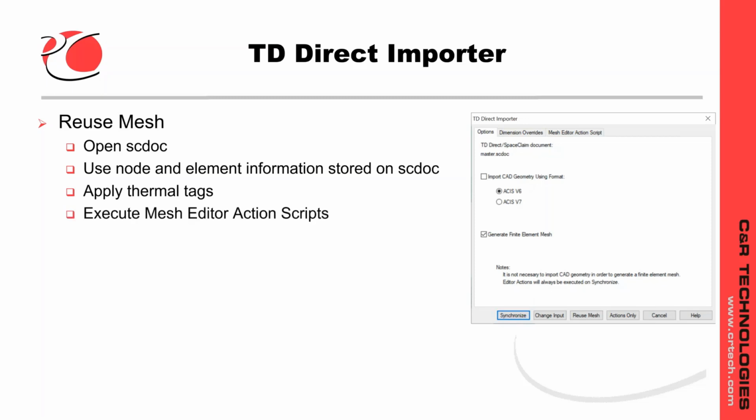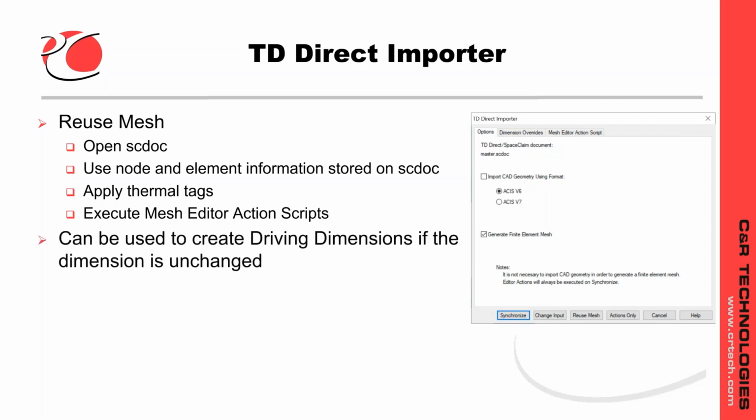It will then apply any thermal tags, execute the mesh editor action scripts. So if you're taking 10 minutes to mesh, now you don't need to redo that as long as no mesh settings have changed and the geometry hasn't changed, which we found is very, very common. Working with just changing a material property or adding domains, you don't need to remesh anymore.